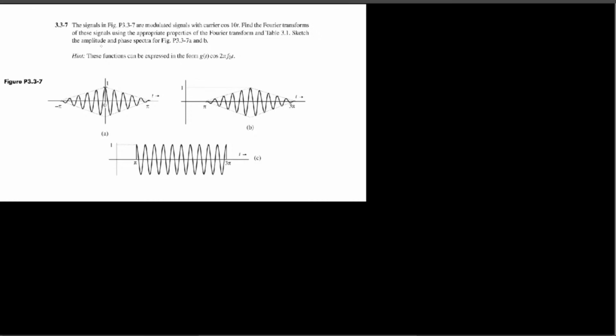Okay, they're asking us to sketch the amplitude and phase spectra. These functions can be expressed in the form g(t) cos 2π f naught t. There's a hint also provided. So let's go ahead and do that. First, let's deal with the a part.